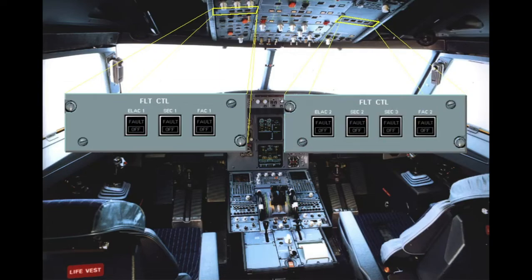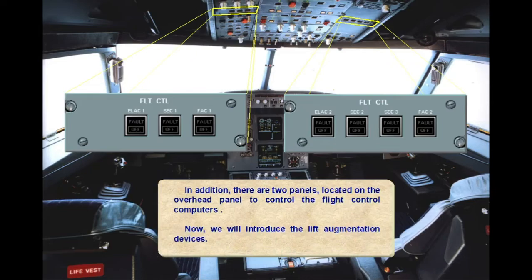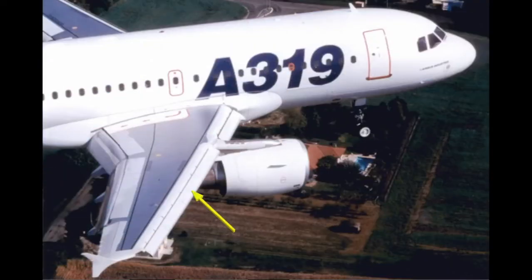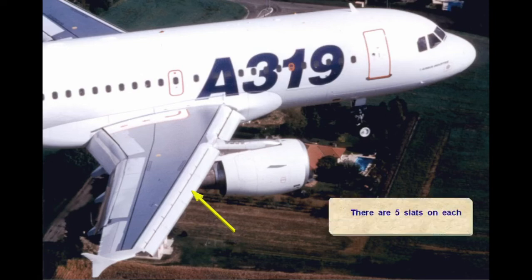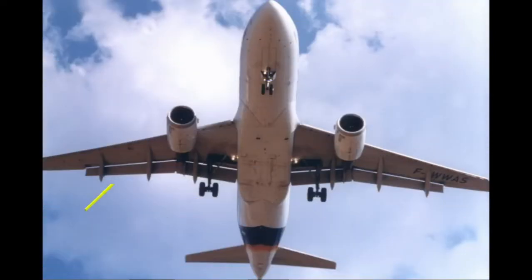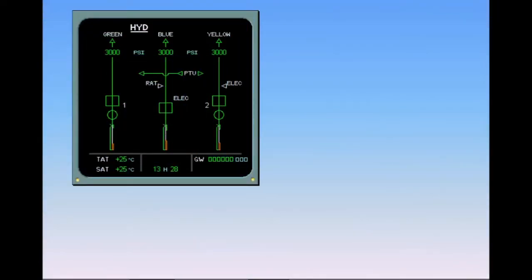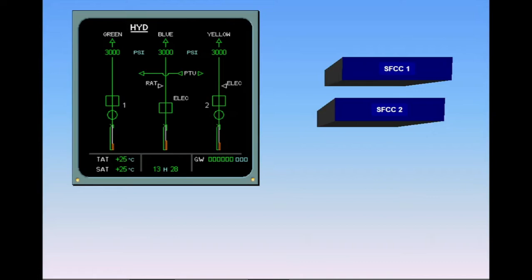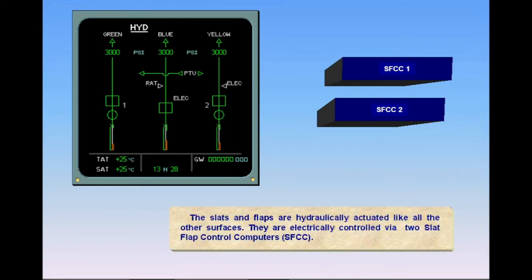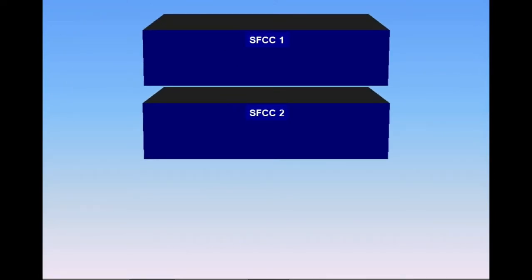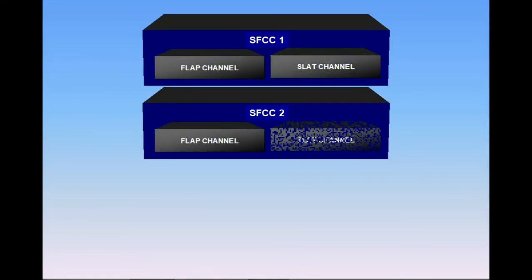Now we will introduce the lift augmentation devices. There are five slats on each leading edge, and two flaps on each trailing edge. The slats and flaps are hydraulically actuated, like all the other surfaces. They are electrically controlled via two slat flap control computers, SFCCs. Each SFCC has two channels, one for the flaps and one for the slats. Each channel can drive its associated surfaces.